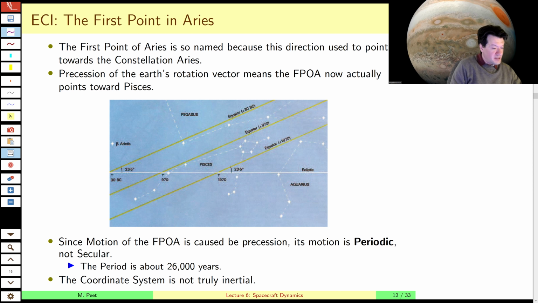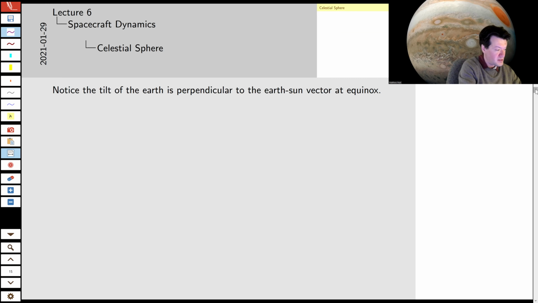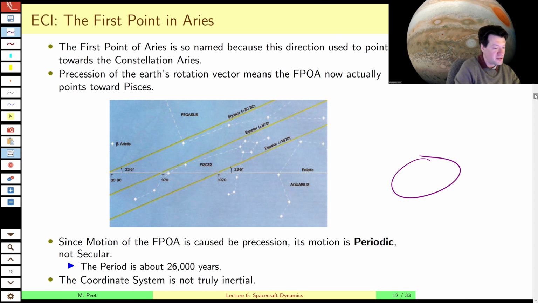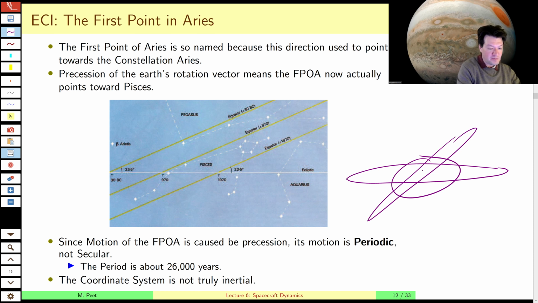So again, here we've got the motion illustrated for this coordinate system. The problem is that the angular velocity vector of the Earth is not even remotely fixed. It moves by 1 degree every 72 years, which is a lot. The first point of Aries, at that intersection of the ecliptic and equatorial plane, moves quite a bit.